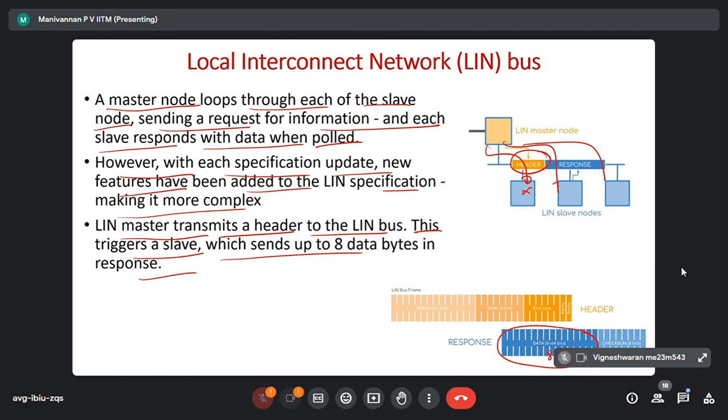Generally, in LIN bus, you need to transmit 2 bytes. 2 to 8 bytes. Minimum 2 bytes, maximum 8 bytes. That is nothing but 16 bits to 64 bits that can be transmitted in a message.